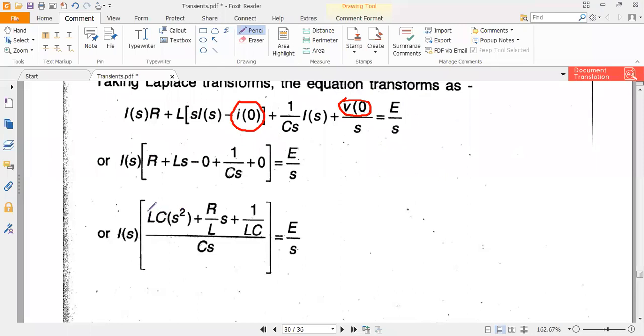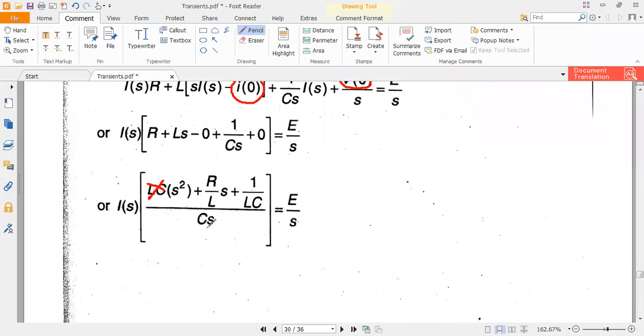Okay, so actually here this term will not be here because there is a printing mistake. So if you take LC as a common, then you will get S square plus, so CC gets cancelled, you will get R by L into S plus, so here 1 is there, so that's why 1 by LC is there. Okay, then after that, C gets cancelled, you will get here L, because actually you are taking LC as a common here. Then this C gets cancelled and this S gets cancelled.